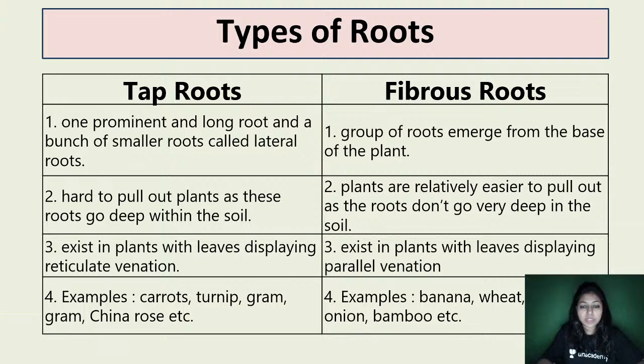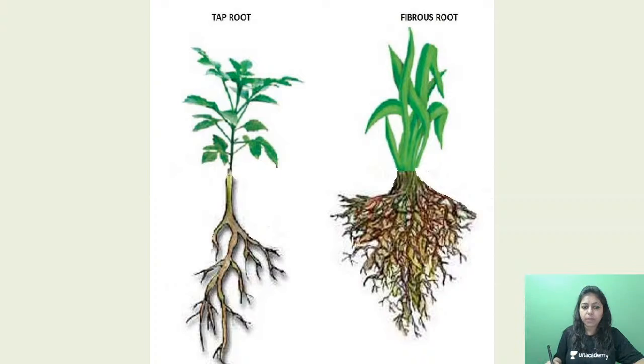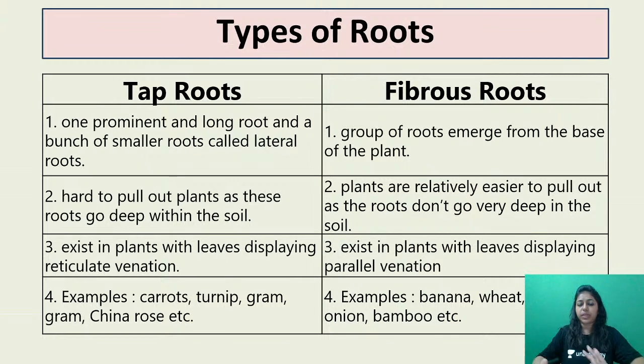Now the next topic is types of roots. What are the different types of roots that we have? Let me show you the picture. Look at this picture. This is the taproot and the fibrous root. Here we have one main root, and here we have the fibrous root. Can you see that? Now what is the difference between them? Let's read, and then we'll discuss.